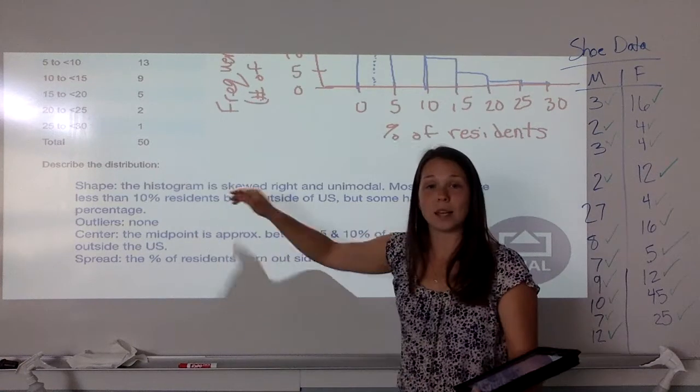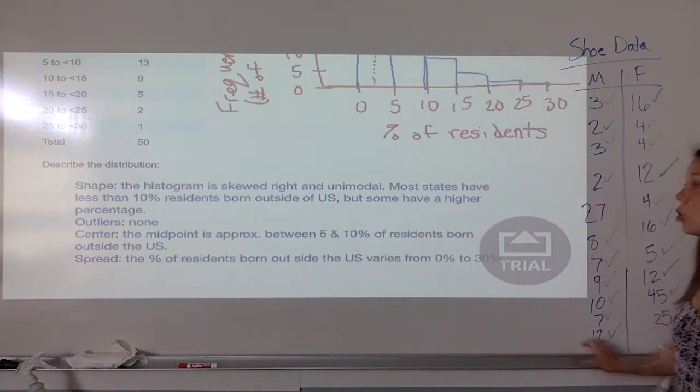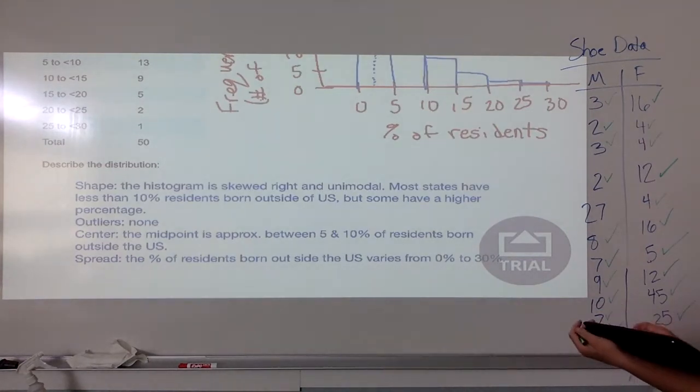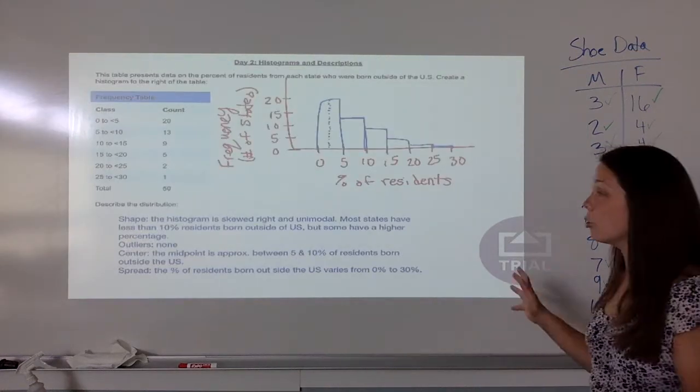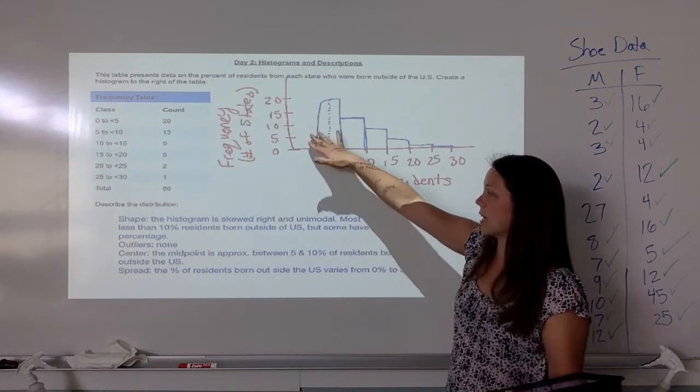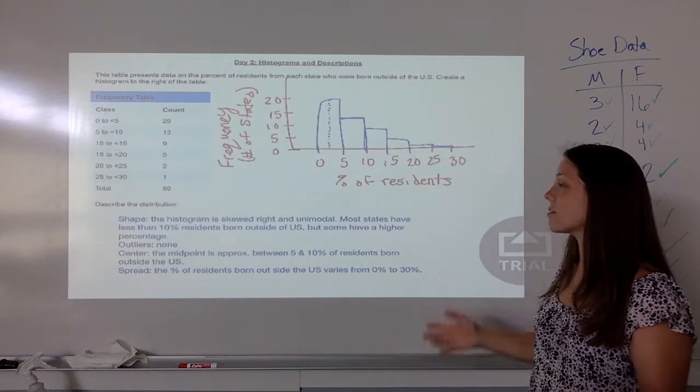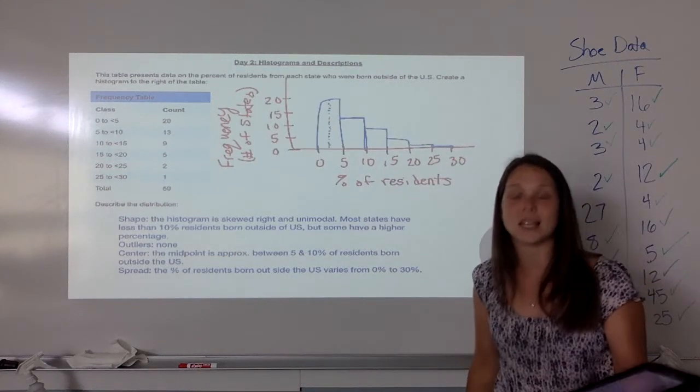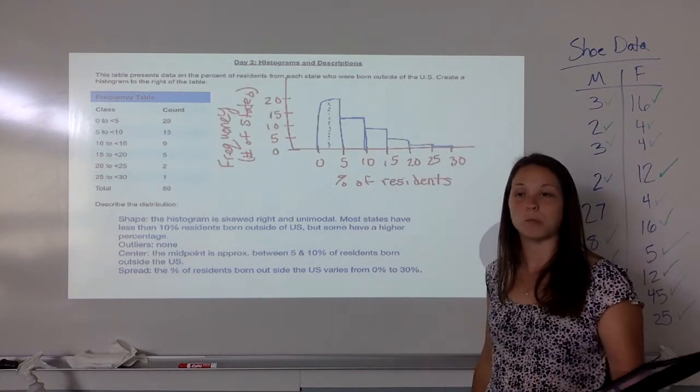So for shape, I said the histogram is skewed right and unimodal. Most states have less than 10% residents born outside the U.S., but some have a higher percentage. Let's zoom out a touch. Unimodal because there's only one peak, and it's skewed right. And then I just gave a little bit more information in terms of context with the percentages because I could.